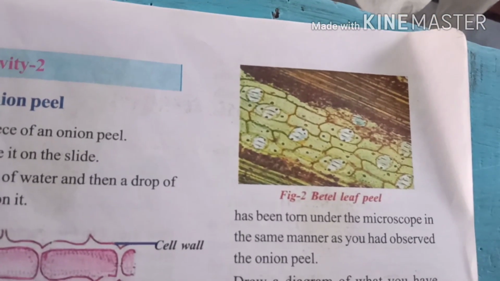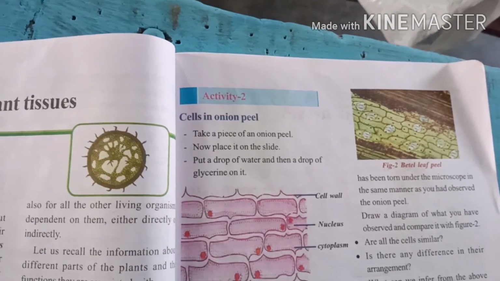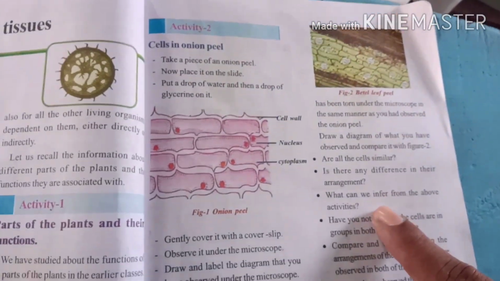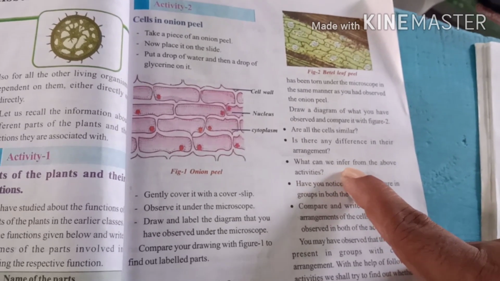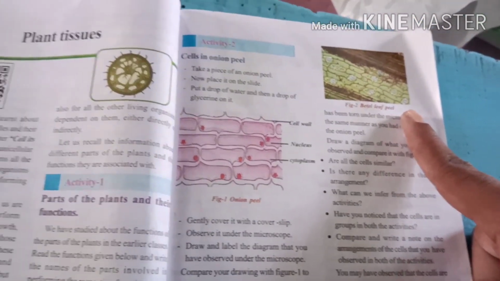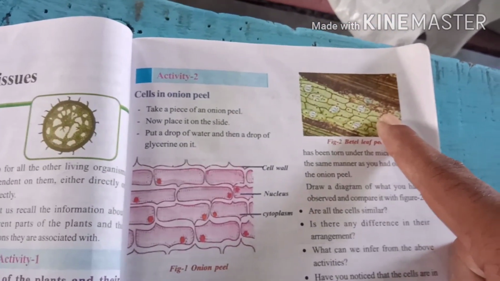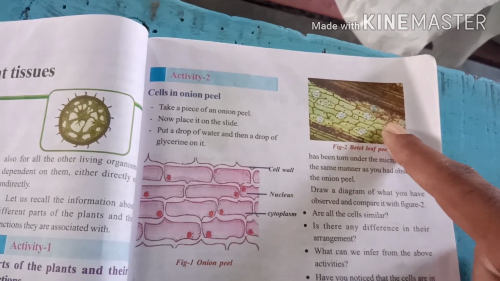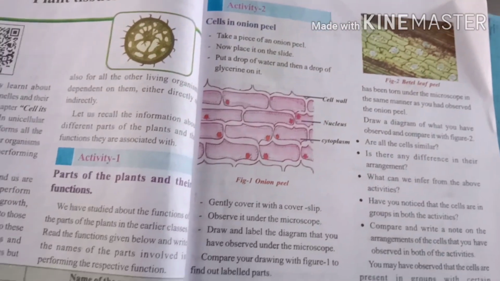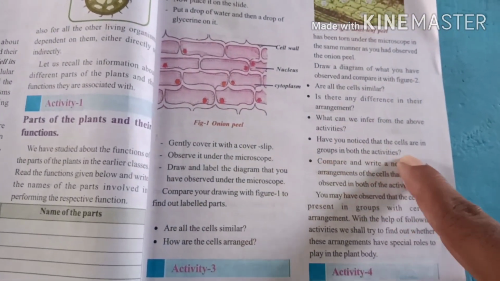Yes, there is a certain arrangement. Is there any difference in their arrangement? Yes, there is a difference in the arrangement of the cells. The next question is, what can we infer from the above activities? Some of the cells are arranged linearly and some cells are modified into various patterns suitable for transportation and gas exchange. Next, have you noticed that cells are in groups in both the activities?